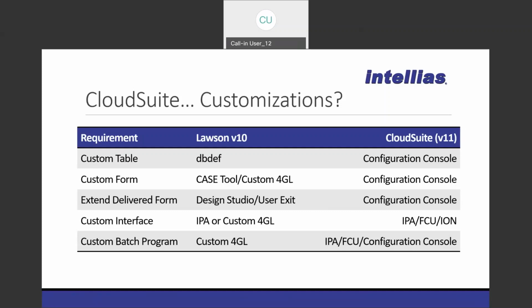And I think this table does a nice job outlining 5 major customization extension interface tools that may be used with the Lawson system today and what their equivalent would be in CloudSuite or version 11. I think the important thing to note here is that the Configuration Console is a viable solution, if not the solution, for almost everything.